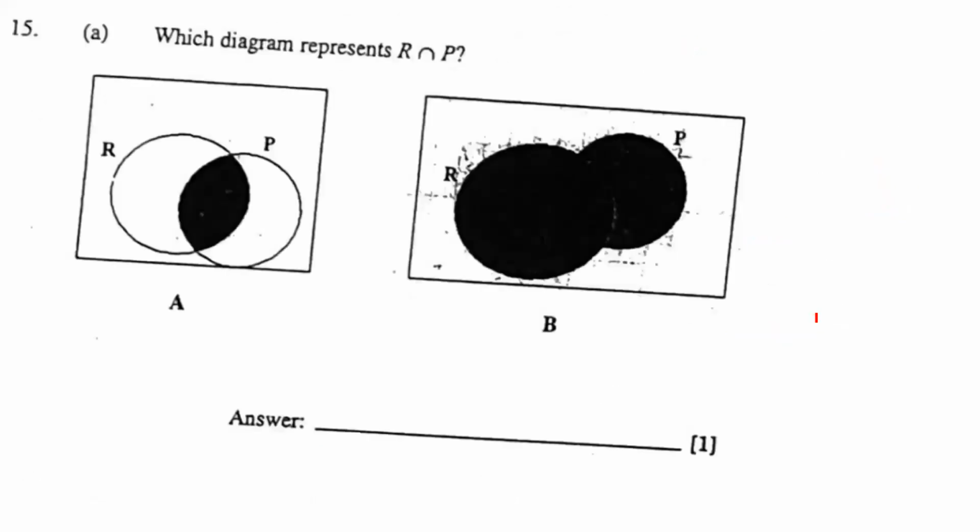The next question is, write down, which diagram represents R intersect P? And so this one right here is definitely R intersect P, where the 2 Venn diagrams, where the 2 sets overlap, where they have things in common. And so it's definitely going to be A for this question.